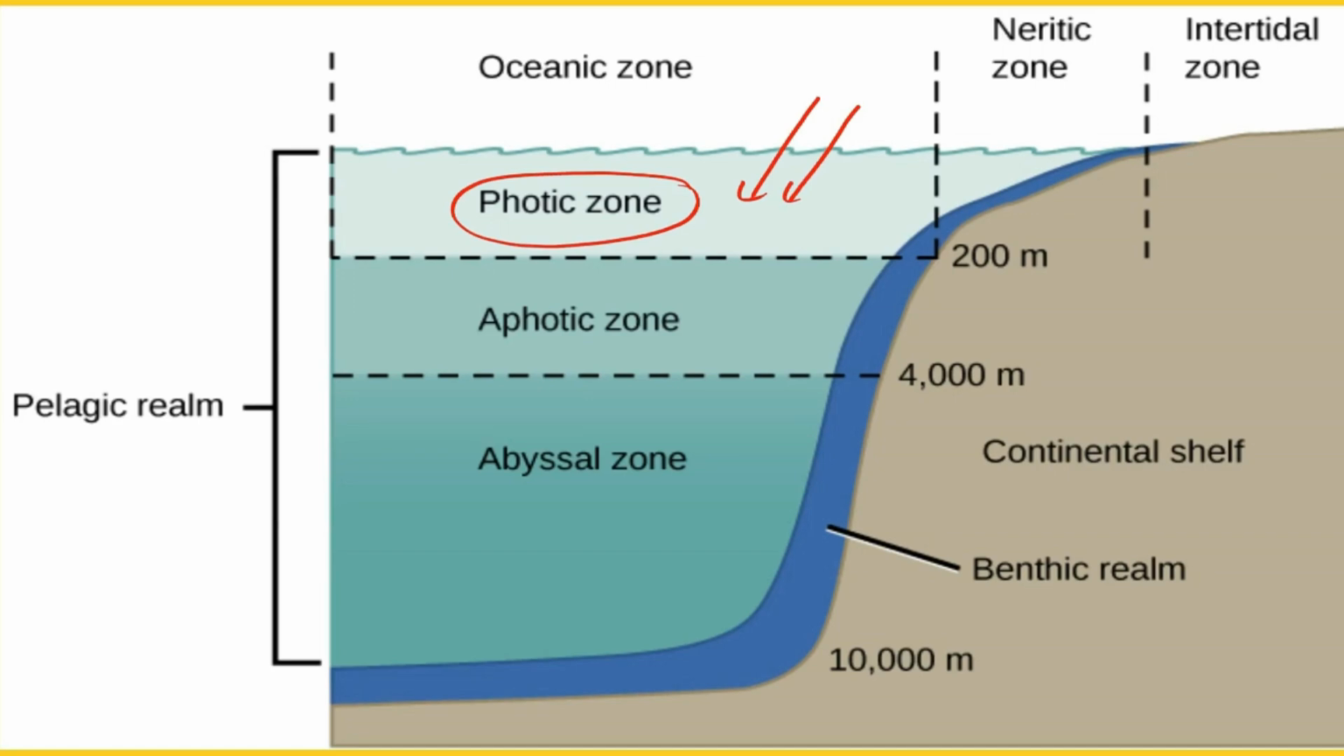Below 200 meters the light is not able to come, food is not available, and so little life exists. The region from 200 to 4,000 meters is known as the aphotic zone, the zone without light. Photic means light. Below 4,000 meters it is a very deep zone where there is no life at all, and it is known as the abyssal zone, from 4,000 to 5,000 meters.